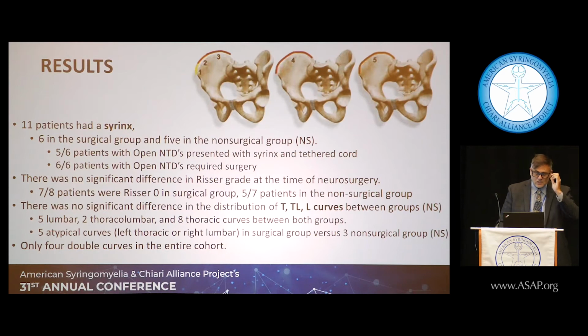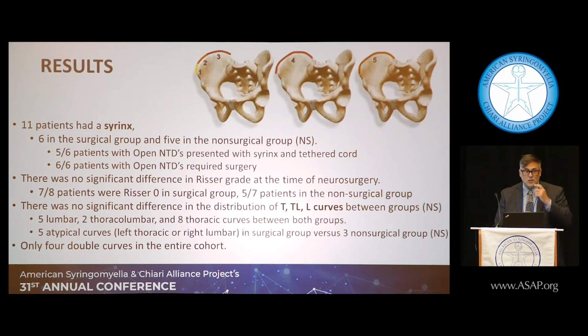With regard to a Syrinx, 11 patients between the two groups actually had a Syrinx. 6 were in the surgical group, 5 in the non-surgical group, which was not significant. 5 of 6 patients with open neural tube defects had a Syrinx and a tethered cord. 6 of 6 patients with open neural tube defects required surgery. So everybody with an open neural tube defect required surgery, whether they had a Syrinx or not.